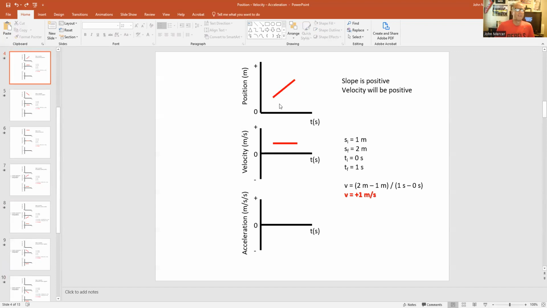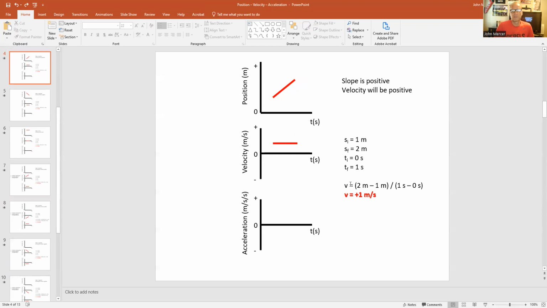The steepness of this slope tells us the magnitude of velocity, and whether or not the slope is going up or down tells us the direction of the velocity. This is the beauty of doing one dimension at a time.